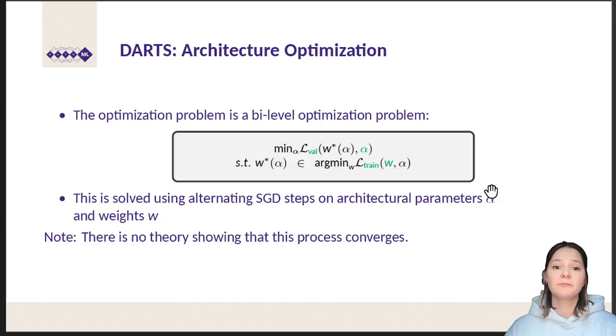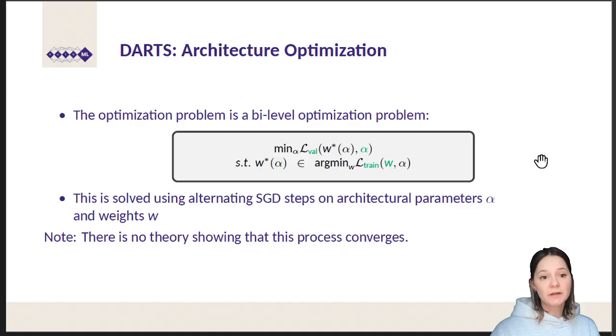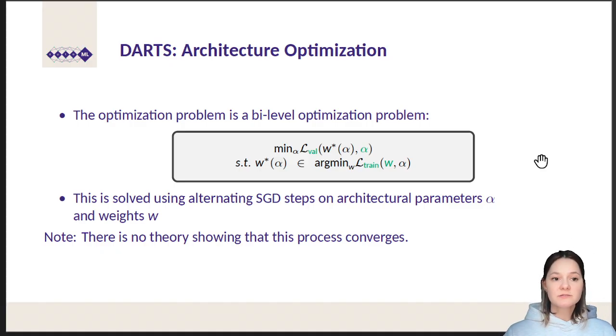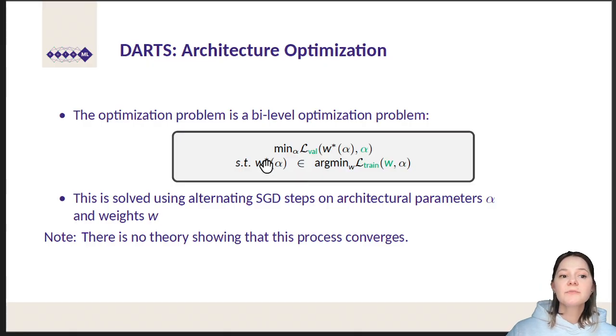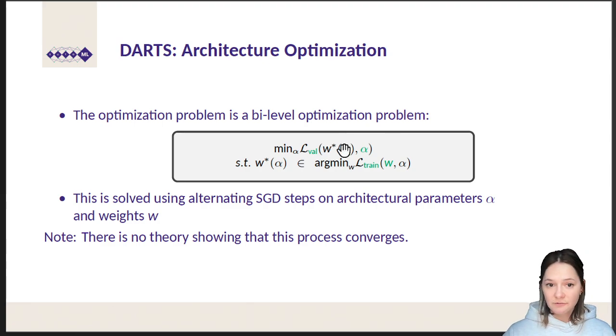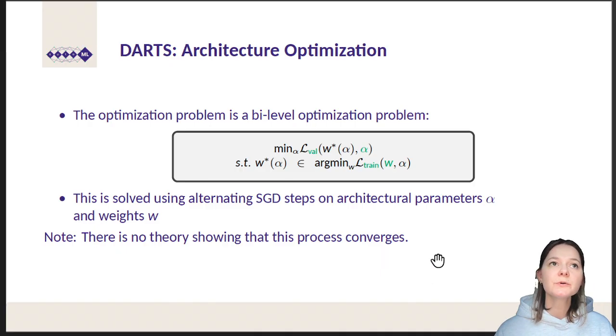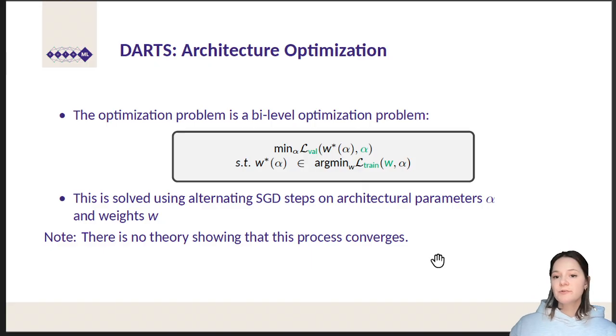And so how do we actually optimize it? We just use alternating stochastic gradient descent on the architectural parameters alpha as well as on the weights W. So we optimize, for example, the weights by looking at the gradients of the training loss, which is the inner level, with respect to W, and then update the architectural parameter by looking at the gradients for the validation loss with respect to alpha. And we iterate that until the time is up. Very important here is that there is no theory showing that this process actually converges. All the evidence is purely empirical.